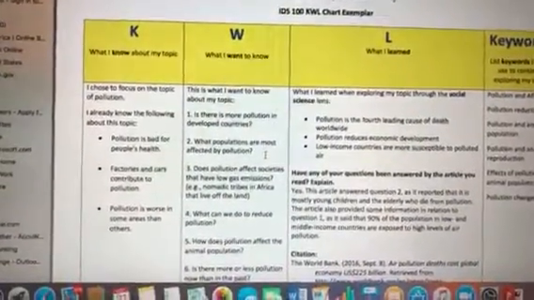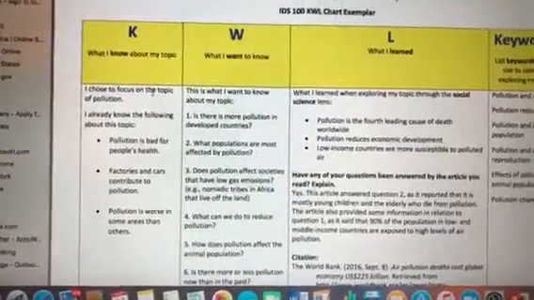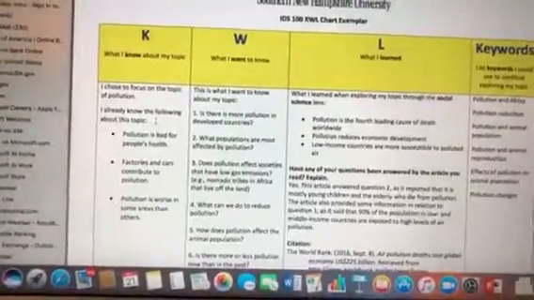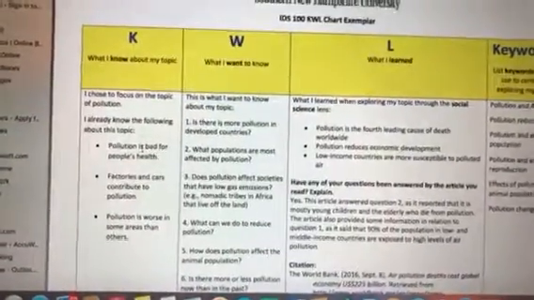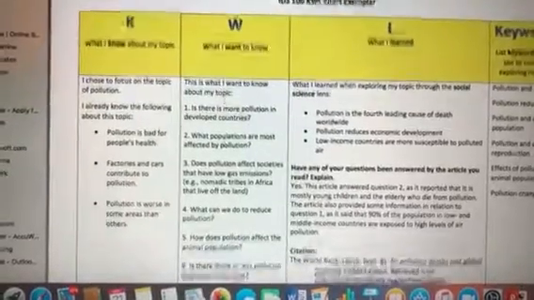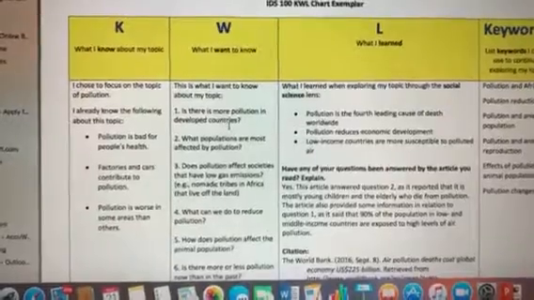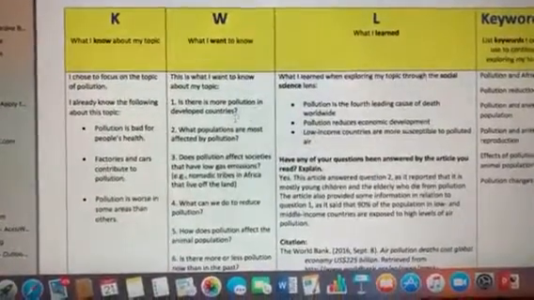So for example, it states that you have chosen the topic of pollution, what you already know. Pollution is bad for one's health, for example. This is what I want to know. And there are like 7 different questions they've asked here. For example, is there more pollution in developed countries?